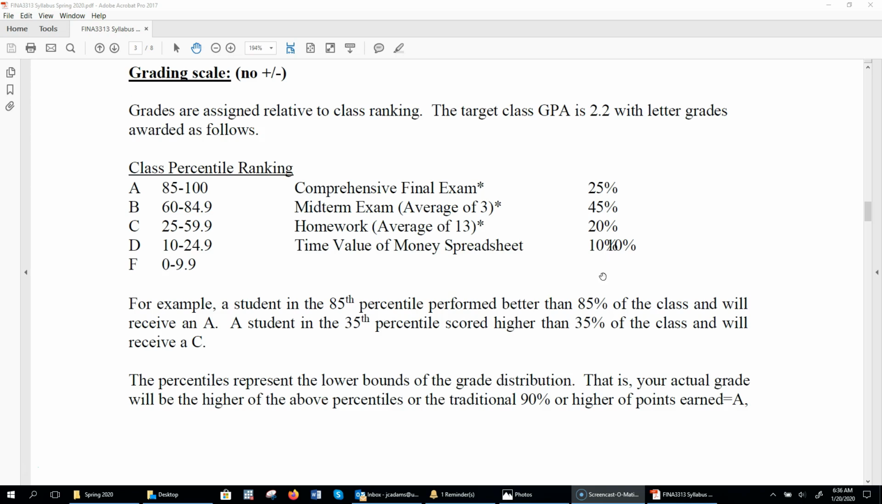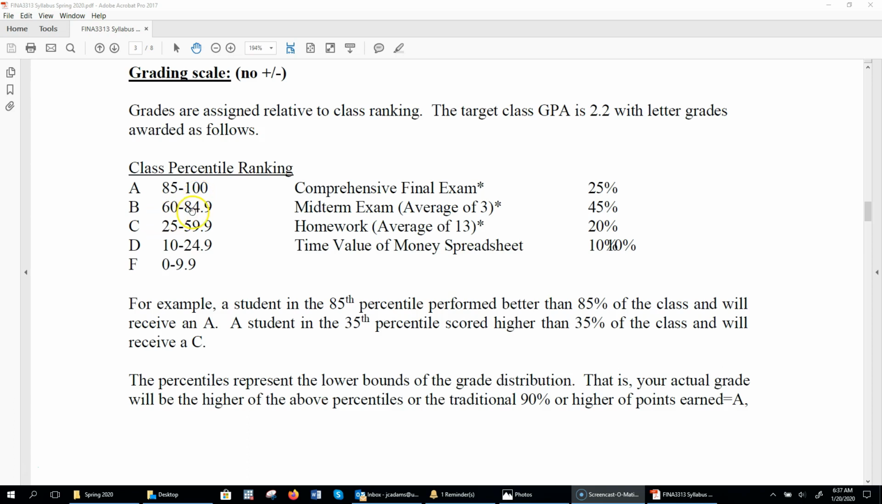We use a percentile ranking system in this course to target a class GPA of 2.2. Now, think of this class percentile ranking as a curve. So for example, if you're in the 85th to 100th percentile, that means you scored in the top 15% of the class, you'll get an A.